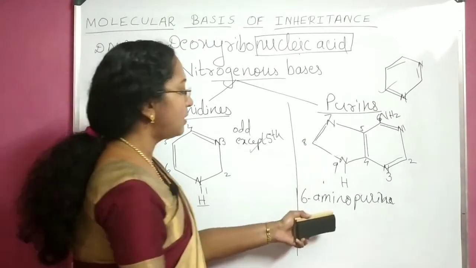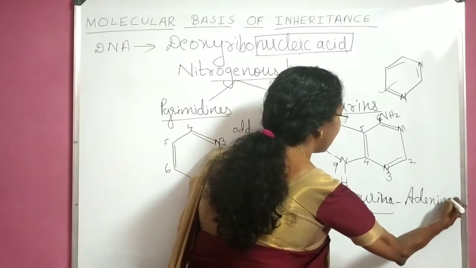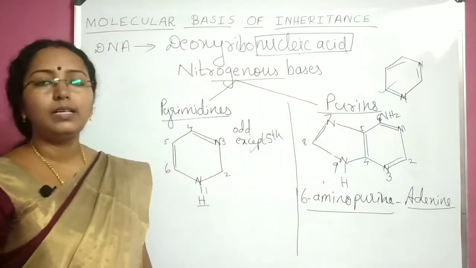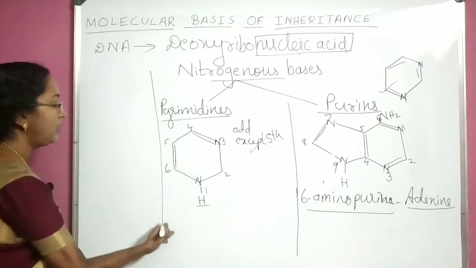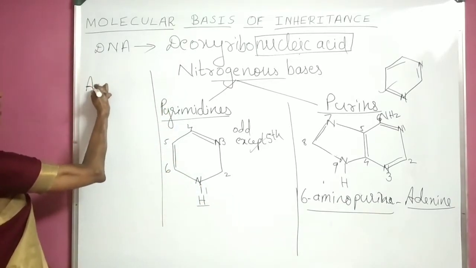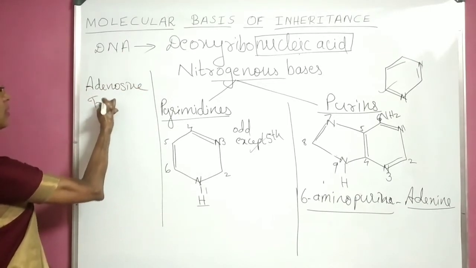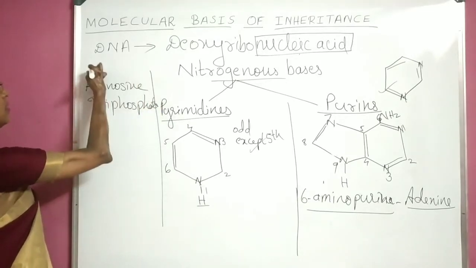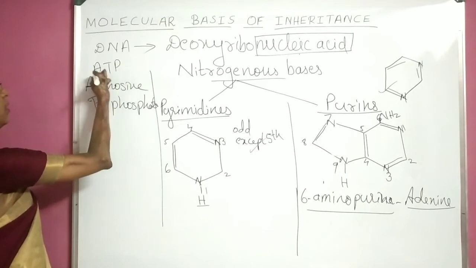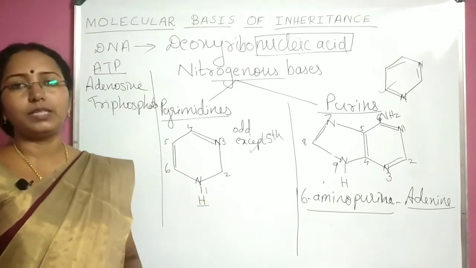This is 6-aminopurine. This is our adenine. We have learned ATP. We were saying all these days, ATP is what? Adenosine triphosphate. Isn't it? This is our ATP. Adenosine triphosphate. This is not adenine triphosphate. It is adenosine triphosphate. Okay.